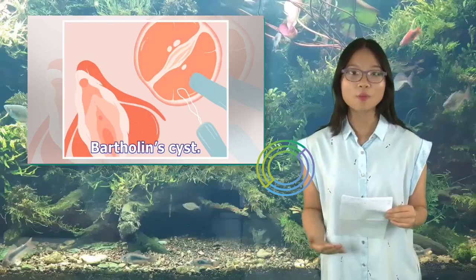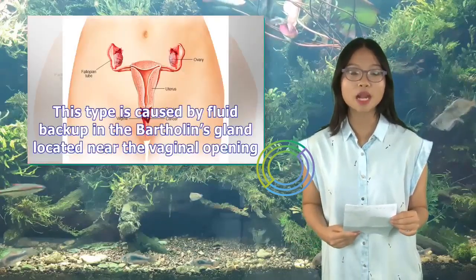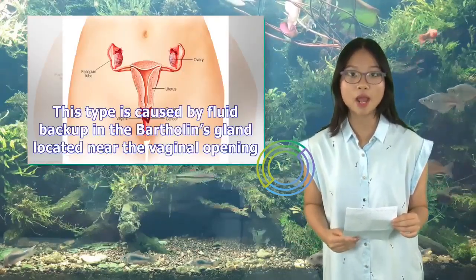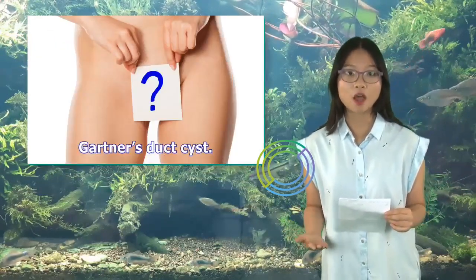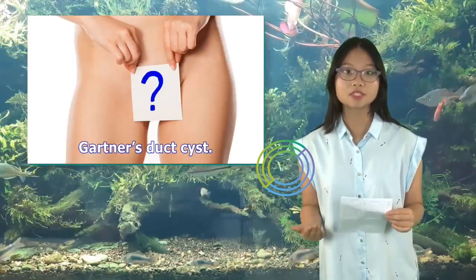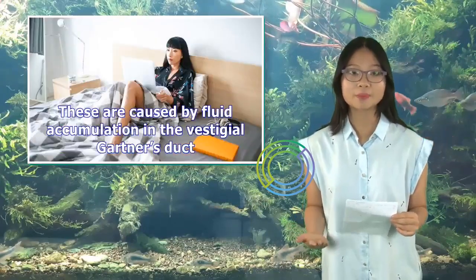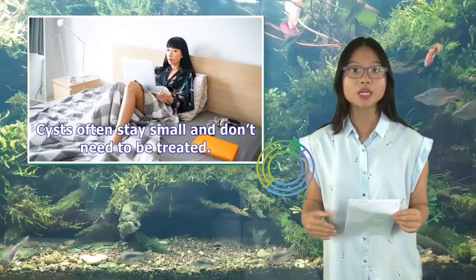Bartholin's cyst. This type is caused by fluid backup in the Bartholin's gland located near the vaginal opening. Gartner's duct cyst. These are caused by fluid accumulation in the vestigial Gartner's duct.